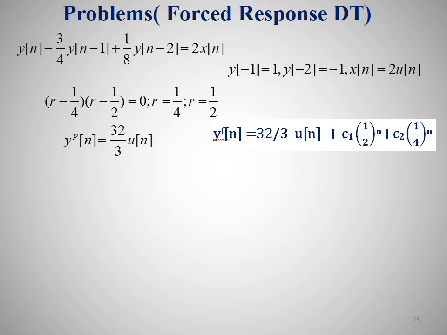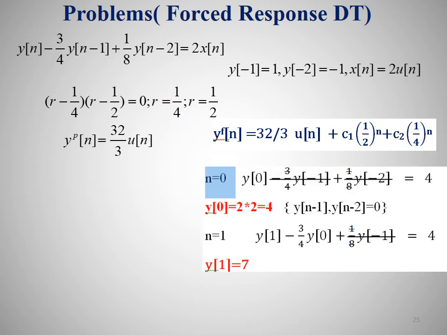The forced response is going to be equal to the particular solution plus the natural response, which is 32 by 3 into u of n plus c1 into the roots are 1 by 2 power n plus c2 1 by 4 power n. Now, how are we going to determine the values of c1 and c2? In order to determine the values of c1 and c2, let us first try to determine the initial conditions when n is equal to 0 and when n equal to 1.